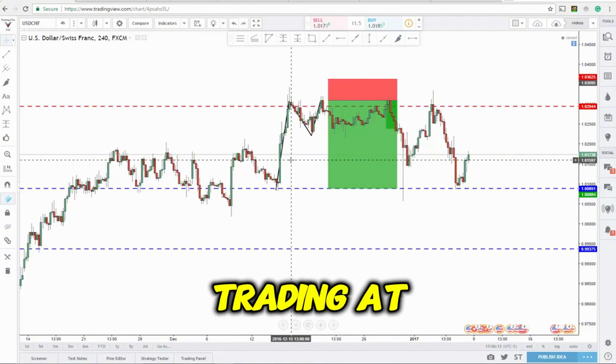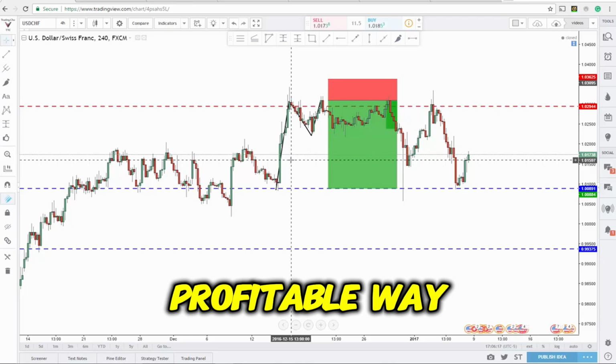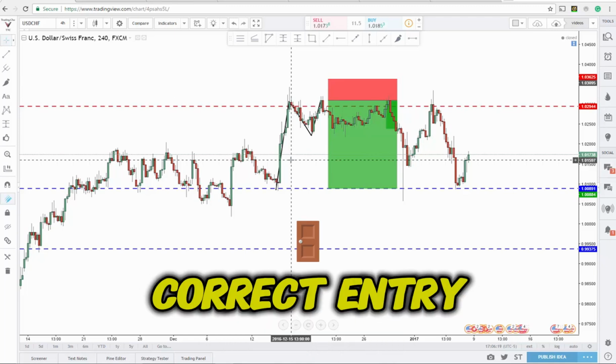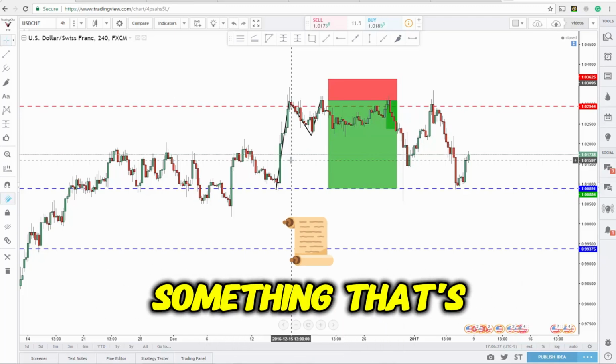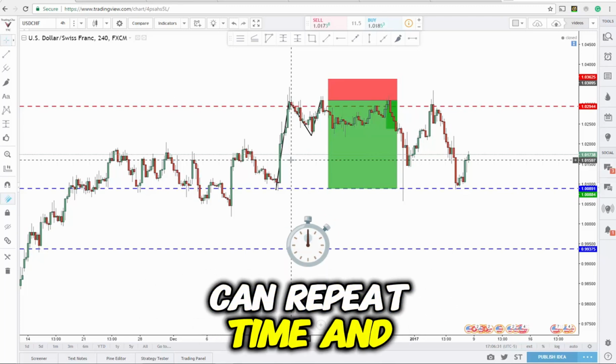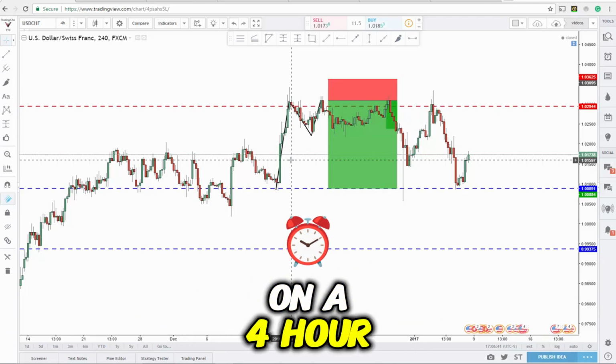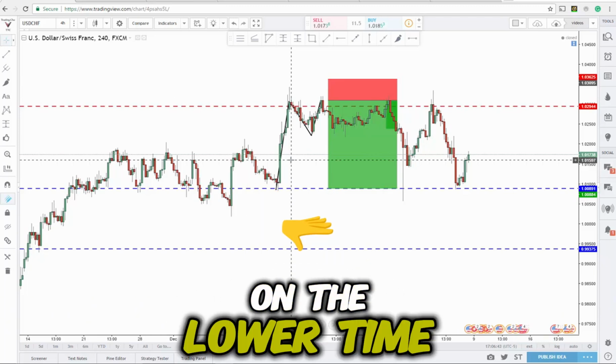So guys, trading at these significant levels of structure can be a very profitable way to trade if you have the correct entry reasons, something that's rules-based, that you can test in the markets, and something that you can repeat time and time again while trading in the Forex market, on a daily chart, on a 4-hour chart, or even down on the lower time frames.